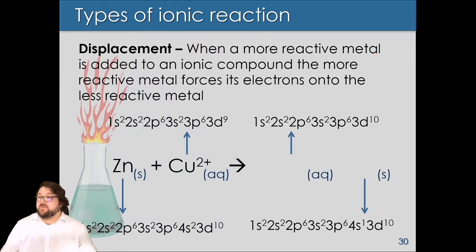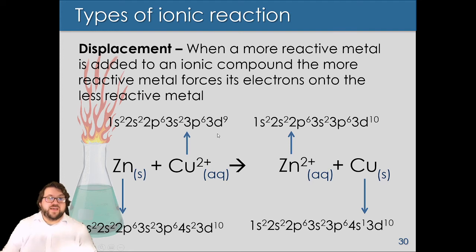So displacement is when a more reactive metal is added to an ionic compound in order to force its electrons onto that less reactive metal. And we're just going to have a very quick look at the electronic configurations to figure out what's going on. So elemental zinc has that 4s2 3d10 configuration, but we've got some electrons in the 4th shell there that we'd rather not have. So zinc is going to get rid of those 2 electrons in that 4th shell, and therefore have a relatively full electronic configuration. It's got a full 3 shell there, which is great.